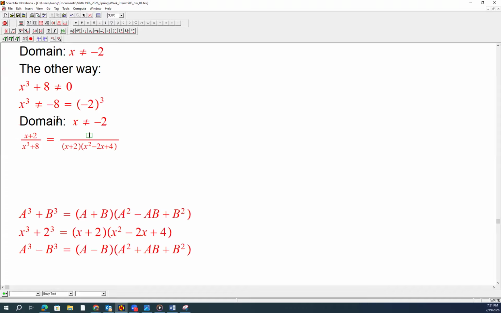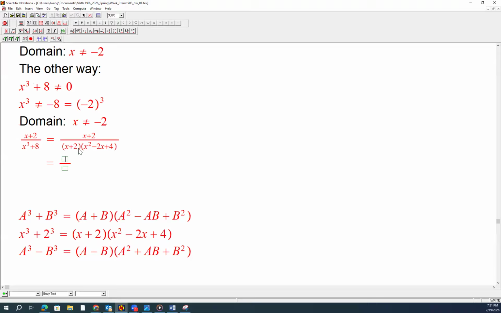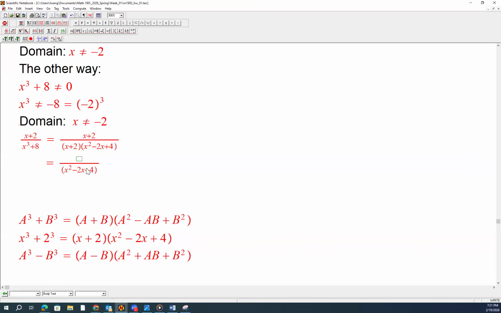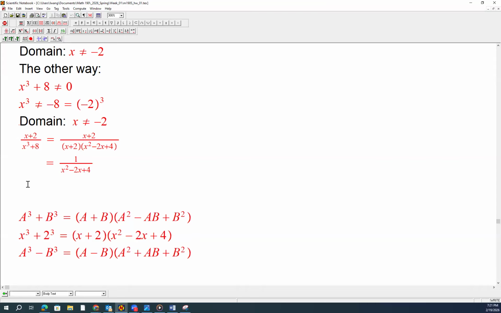Okay, and the top is x plus 2. Because x is in the domain, x cannot be negative 2, therefore x plus 2 will not be 0, therefore we can reduce x plus 2. So these are the reasons we have for the steps. So x plus 2 is canceled, and then we'll be left with this parentheses for the denominator, and the numerator will be left with only 1, and so that will be the result.